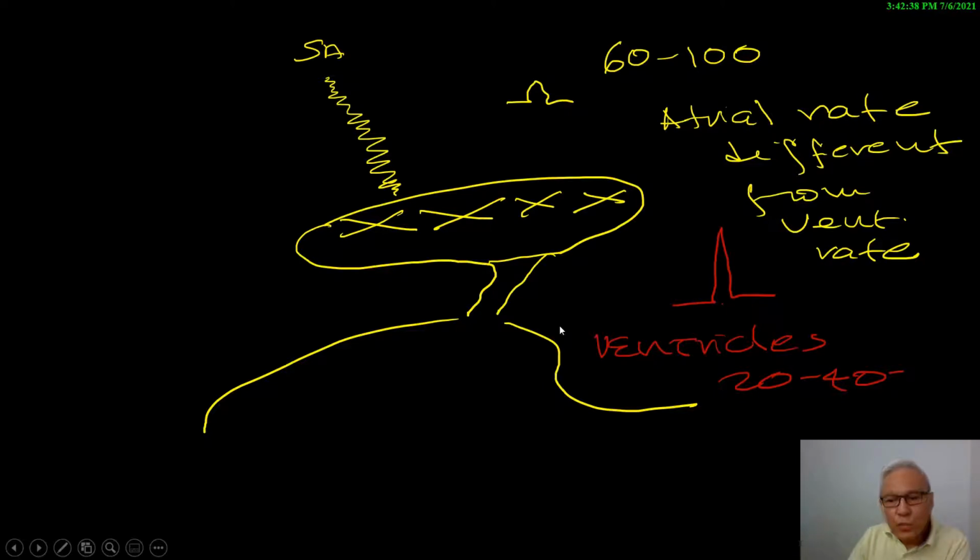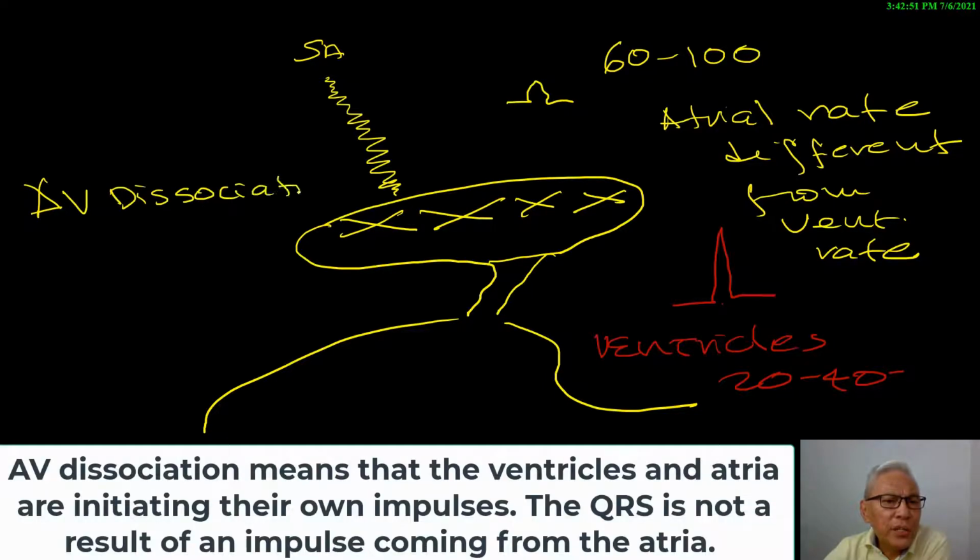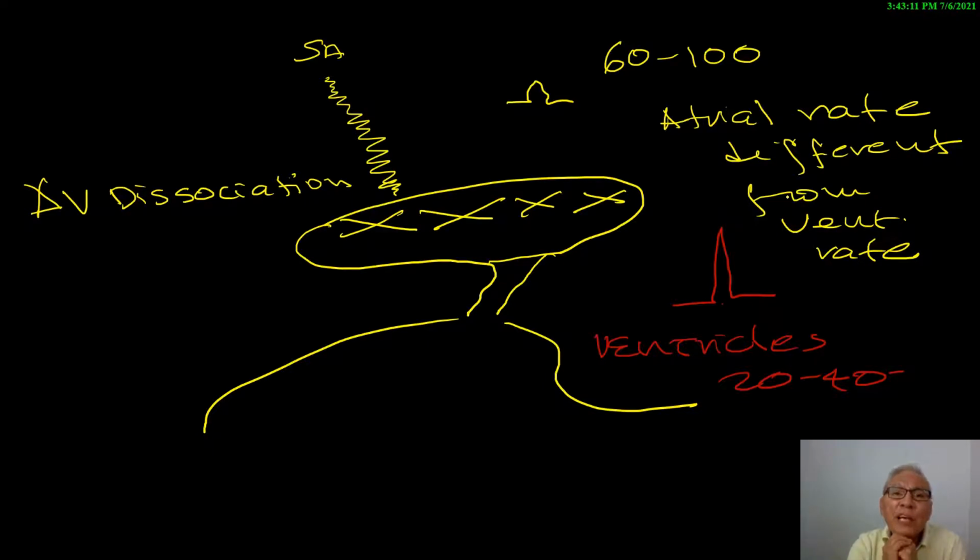The difference between these rates is what is termed AV dissociation. In other words, the atria is having its own activity dissociated from the ventricular activity. The sinus node continues to fire at 60 to 100 beats per minute. The ventricles fire at 20 to 40 beats per minute. And this results in a dissociation.